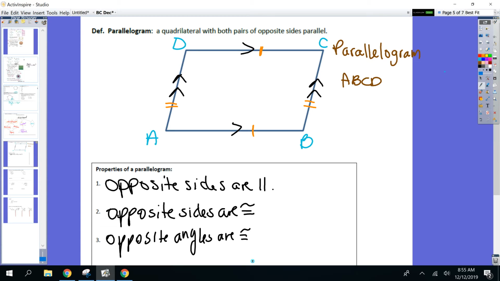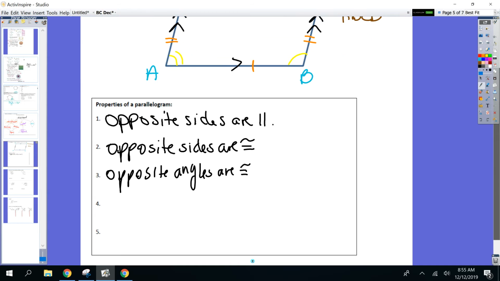Meaning, angle D, for me anyway, might be different from you. Angle D and B are congruent, and so are A and C. All 4 are not congruent, just the opposite angles. That's a special type of parallelogram where all 4 are congruent. All right, can you get one more, or maybe both here?